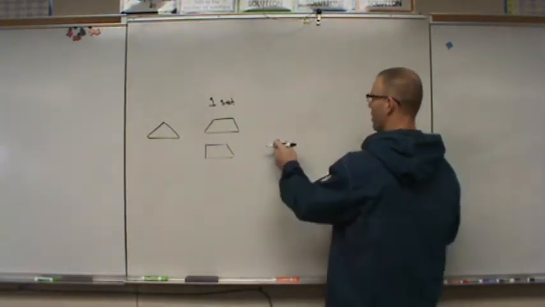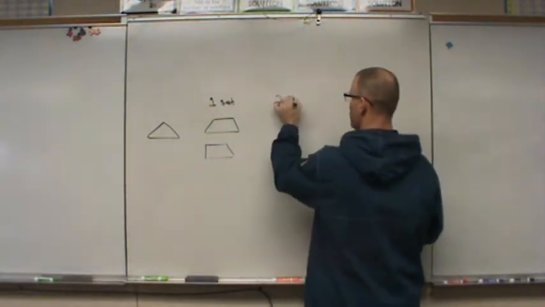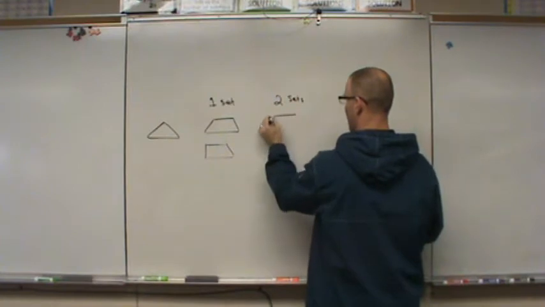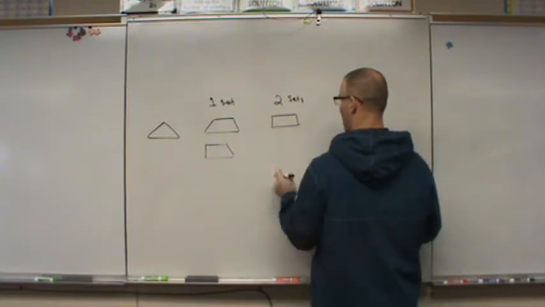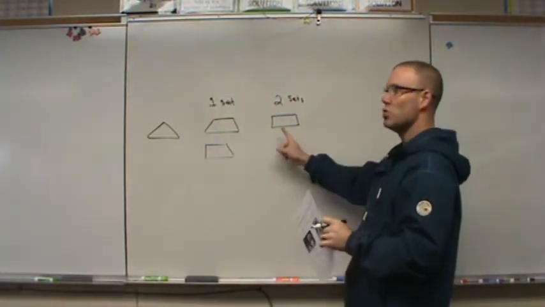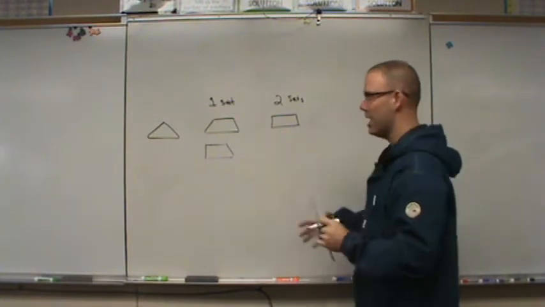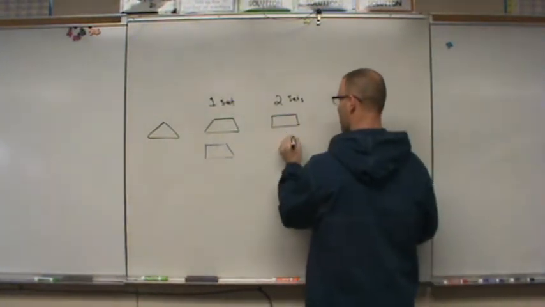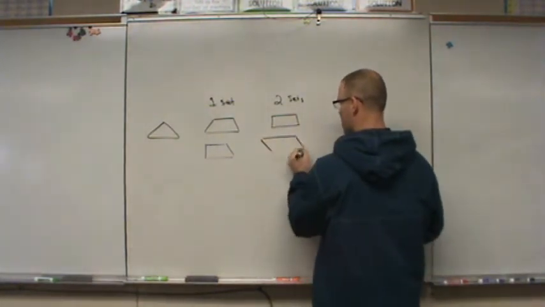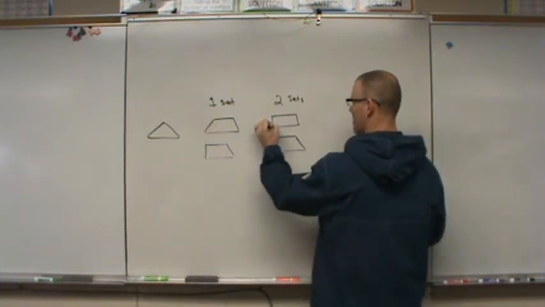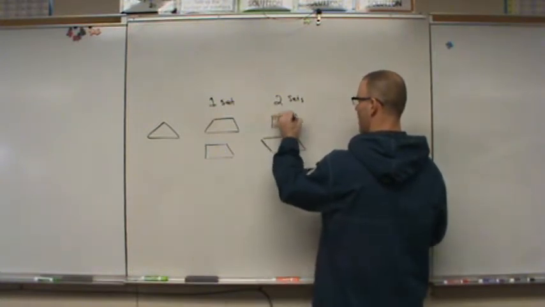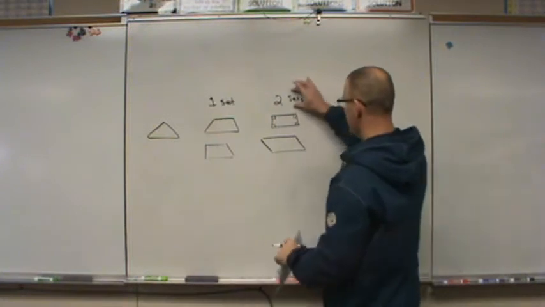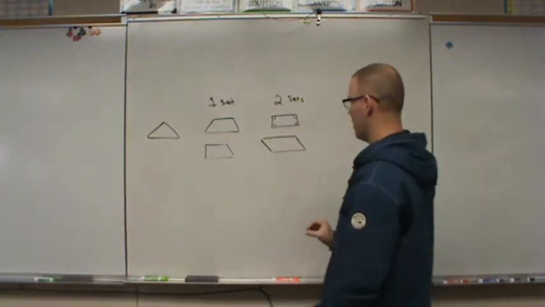Then we go on to a parallelogram. A parallelogram will have two sets of parallel lines. So this most notably is a rectangle. Yes, it is. A rectangle is a parallelogram. It is a certain type of parallelogram, specific because it has four right angles. It still meets the definition of two sets of parallel sides.